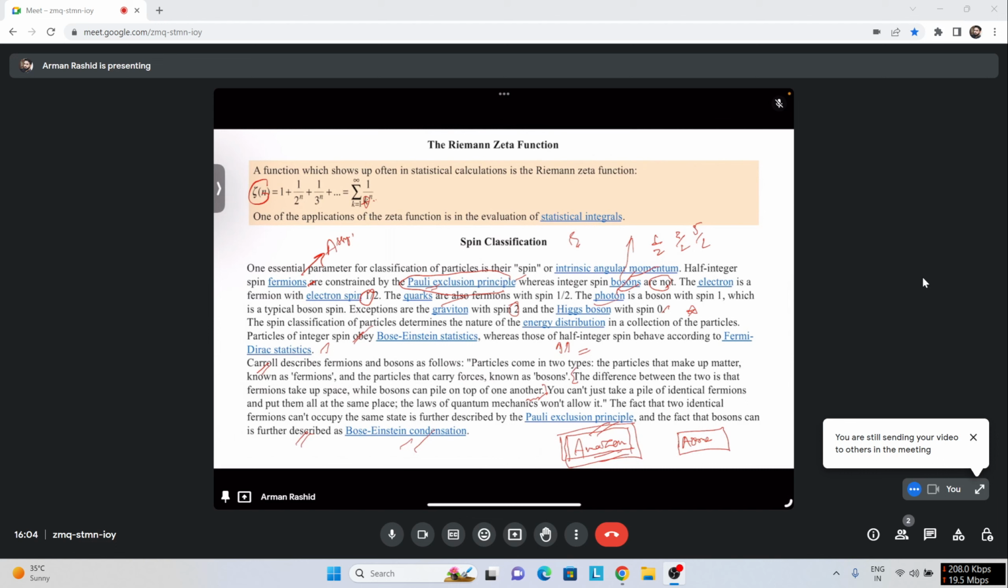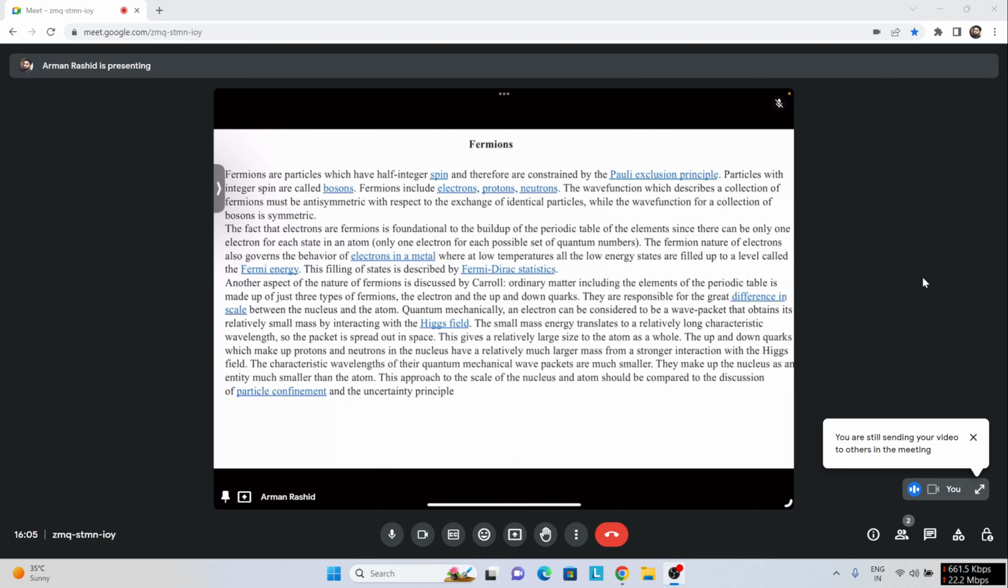Okay, and those are described by Pauli's exclusion principle, whereas the bosons are described by Bose-Einstein condensation. Okay, so more about fermions. Fermions are the particles, as I showed you before, which have a half-integral spin, and they are therefore constrained by Pauli's exclusion principle. That means two fermions or electrons cannot have the same set of four quantum numbers, right?